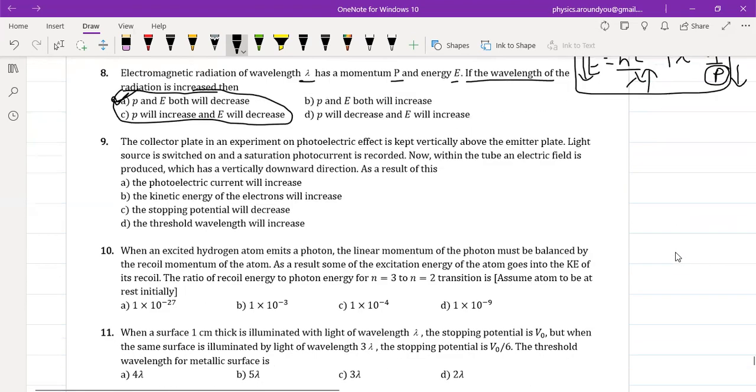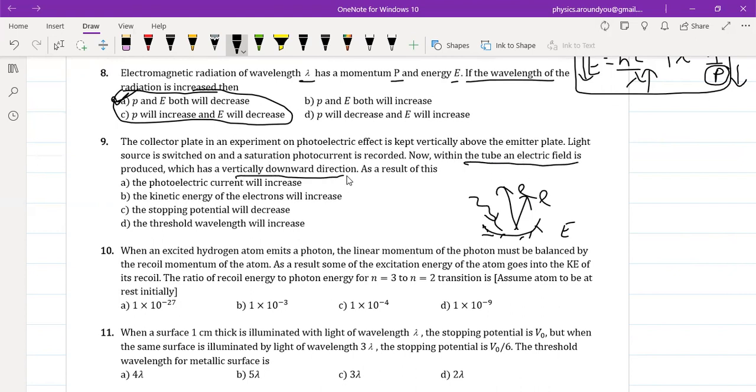Question number 9, a very highly conceptual question in the entire paper. What is happening is there is an emitter. Let us say this is the emitter plate, and I am shining light on it. Electrons are being ejected. Now, within the tube, an electric field is produced which has a vertically downward direction. So this is the emitter, okay? Now, there's an electric field which is pointing downwards.